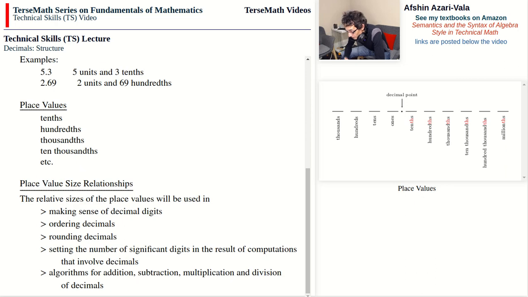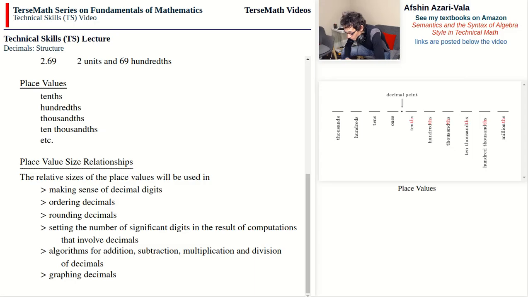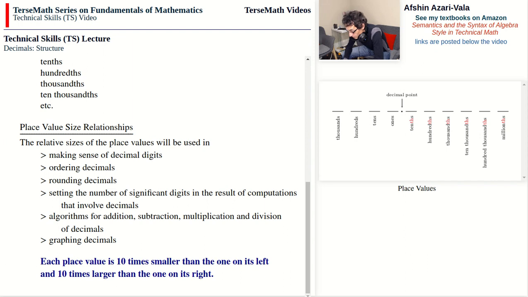The place value size relationships are used to explain the reason the algorithms for addition, subtraction, and so on work, and also in graphing decimals. So it's a pretty important concept. And this concept is what I just alluded to, that each place value is 10 times smaller than the one on its left and 10 times larger than the one on its right.